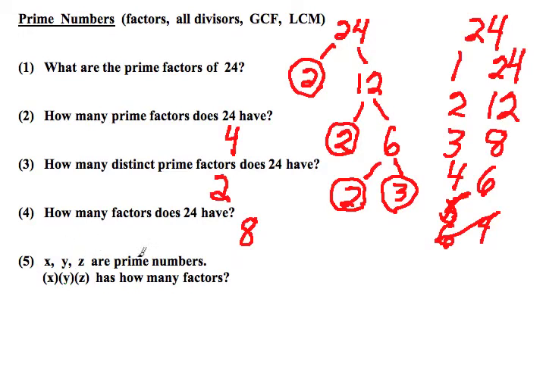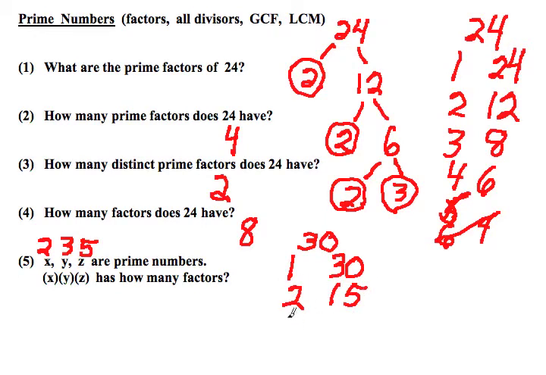Okay. Next, x, y, z are prime numbers. How many factors does their product have? Well, let's be specific. Let's make x 2, y 3, z 5. So they meet the conditions, they're prime numbers. So 2 times 3 is 6, times 5 is 30. So we could break that into 1 and 30, then 2 and 15, 3 and 10. 4 doesn't go into it. 5 goes into it 6 times. And 6 would just be reversing it. So there are 8 factors.